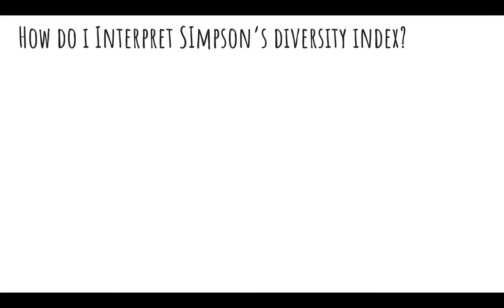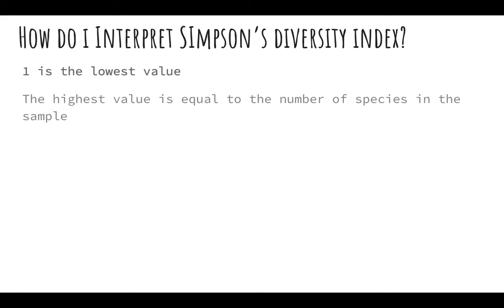How do I interpret Simpson's diversity index? We talked about how to calculate it, but we really didn't talk about how to interpret that number. Once we calculate Simpson's diversity index, how do you talk about that number that you just computed? 1 is the lowest value that we can get. The highest value is equal to the number of species in the sample.